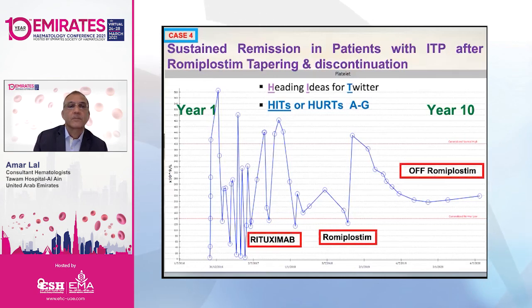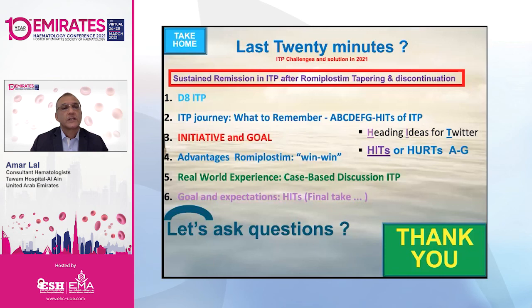So now, in the last 20 minutes, we talked about sustained remission of ITP after romiplostim. We have gone through D1 to D8: diagnosis, disease, and dilemma of the treatment. We've gone through the ITP journey A to G: accurate diagnosis before beginning, think about this, careful treatment choice, and then hit or hurt. You have seen the concept, the initiation of the goal, and romiplostim with the win-win policy. As real-world experience, I presented 3 cases. This is our goal.